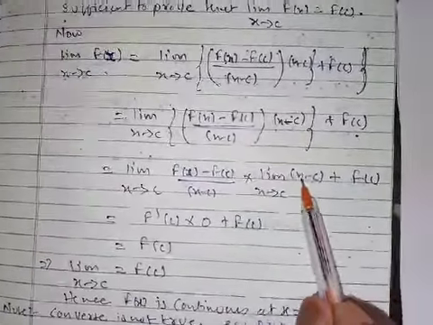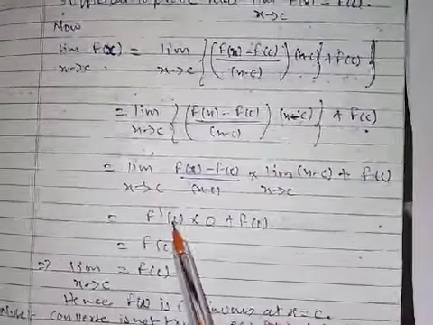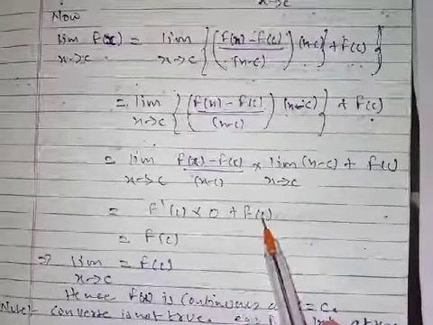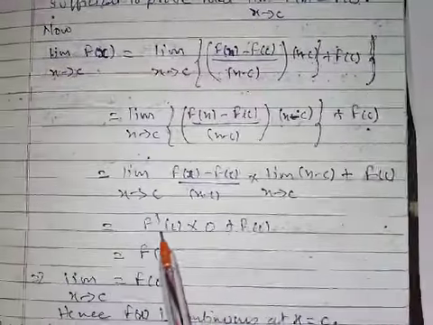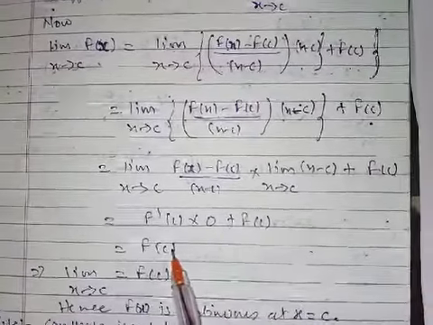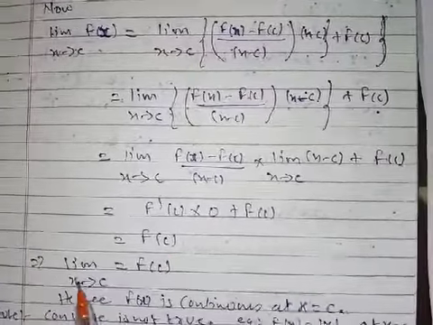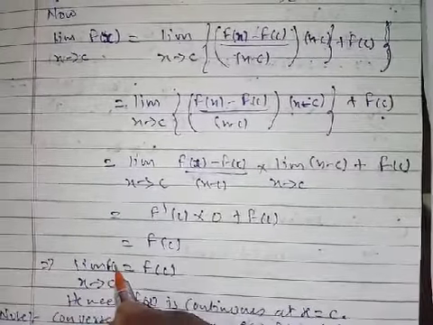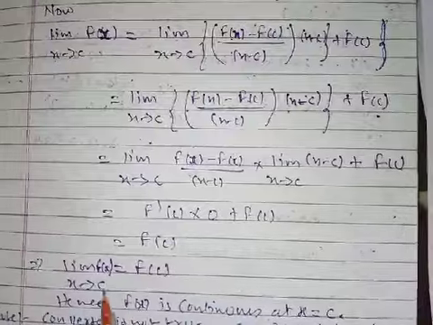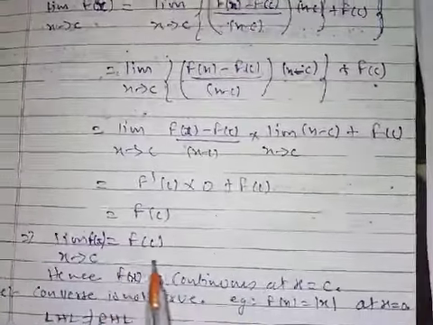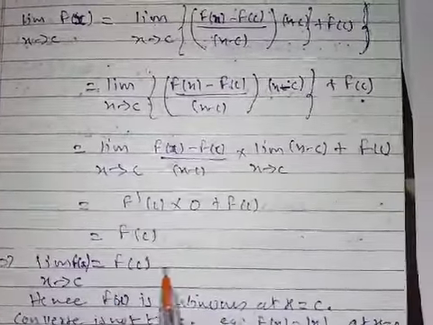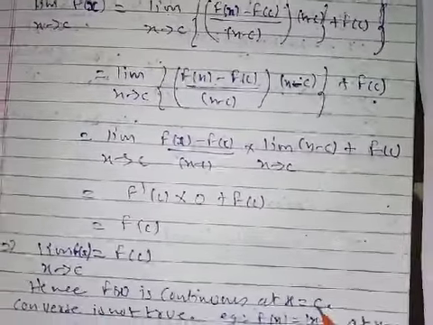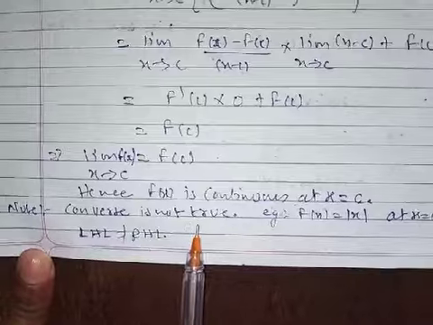When we apply limit here, it becomes 0. So f dash of c into 0 plus f of c. So this is 0 into f dash of c is 0, so f of c. So what we proved finally, limit x tend to c, f of x is equal to f of c. So according to the first definition of continuous, the function f of x is continuous at x is equal to c. The converse is not true.